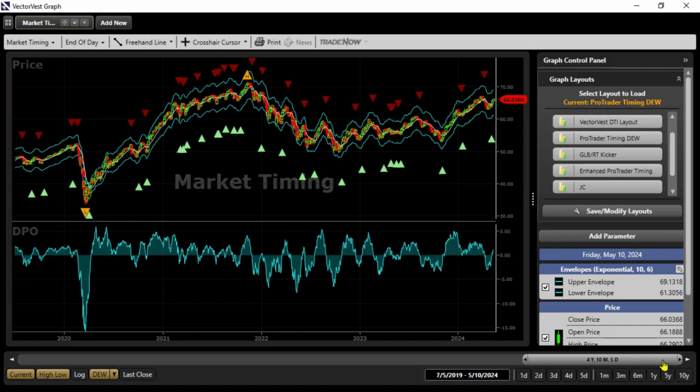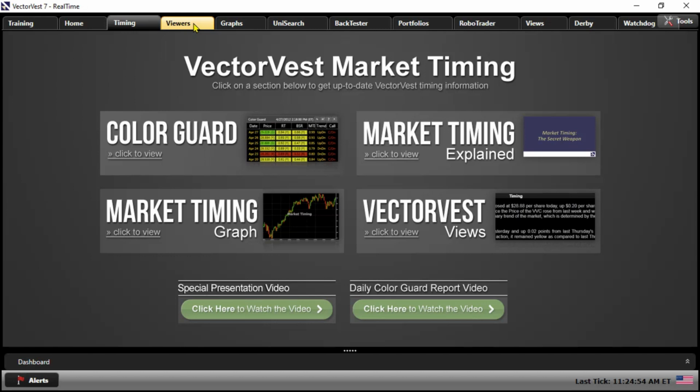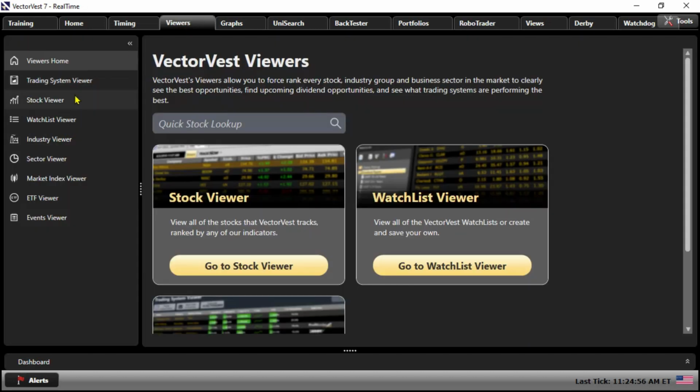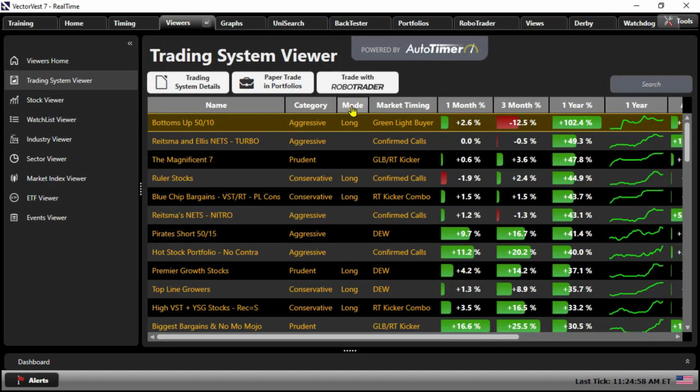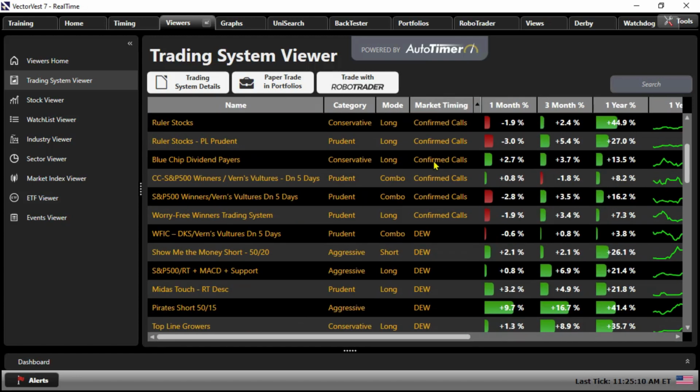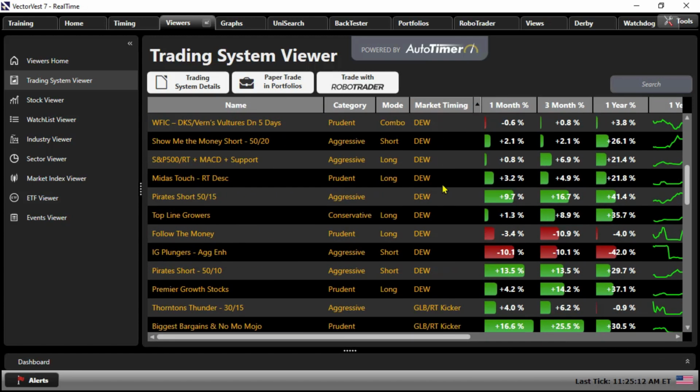All right, so we also have some automated systems in VectorVest that feature this timing list. So if we come over into viewers and go to trading system viewer, one of the things you can do in here is sort by market timing. Oops, and I got to tell you, if we scroll down here a bit, a lot of these systems are doing pretty well. Look at this. Your 1-year returns are pretty good almost across the board.